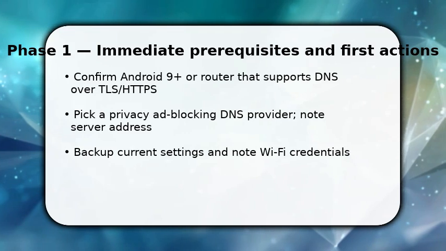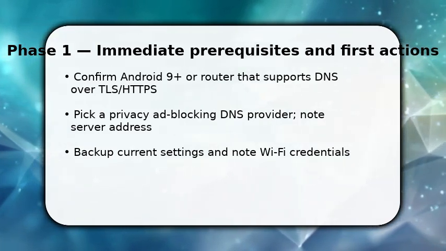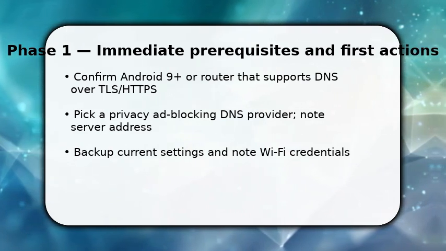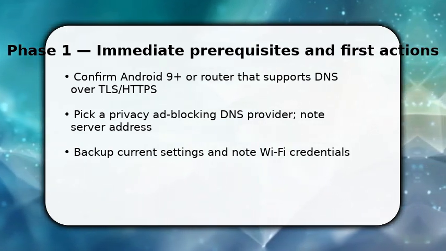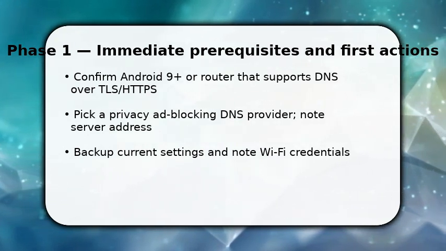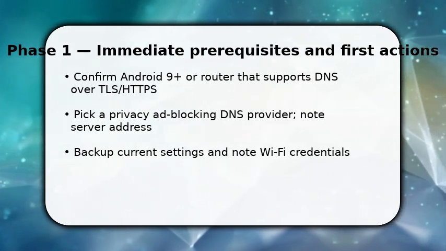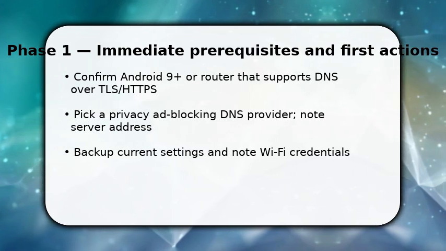You're going to switch DNS now. First, verify your device supports private DNS or your router supports encrypted DNS. This avoids wasted steps. Once confirmed, choose an ad blocking provider and copy its server name exactly. Make a quick backup of current DNS settings and Wi-Fi credentials so you can restore if needed.